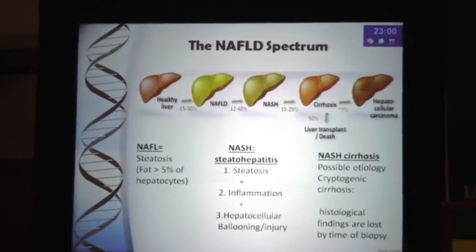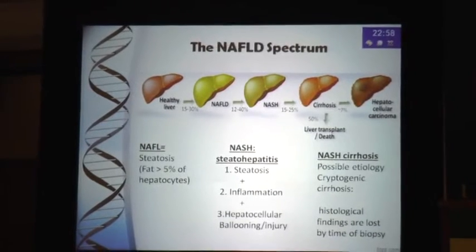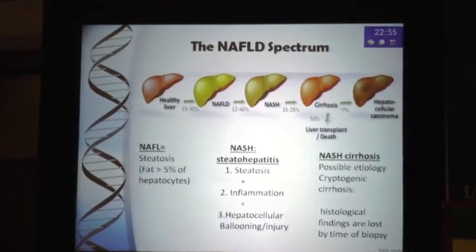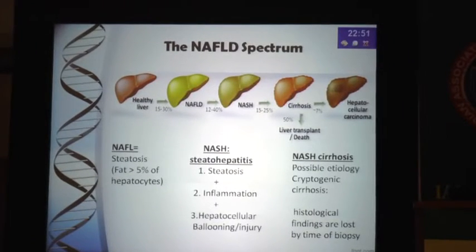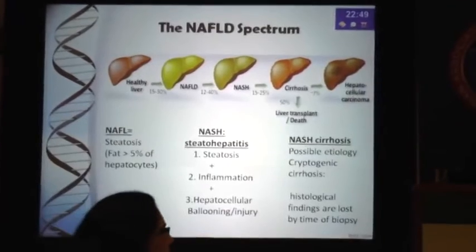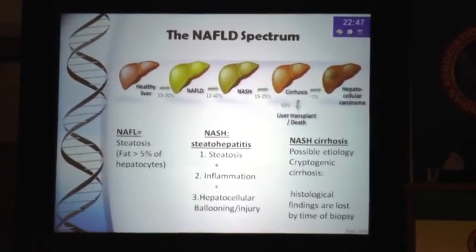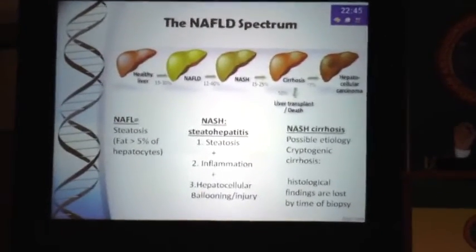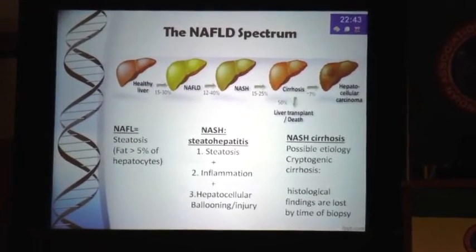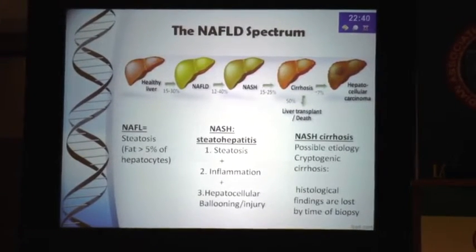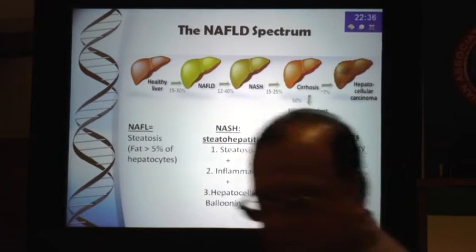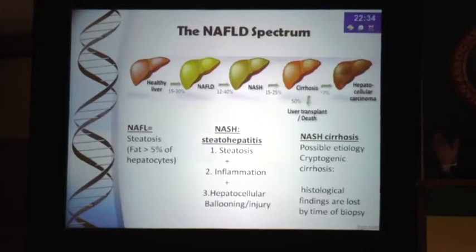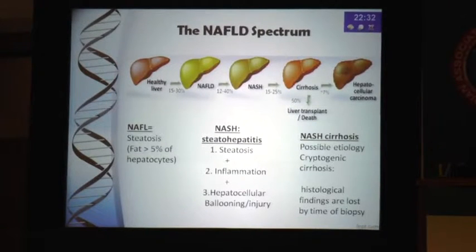NAFLD is not a single disease, but a spectrum, starting from NAFL to NASH to cirrhosis to hepatocellular carcinoma. NAFL is steatosis, where fat is more than 5% of the hepatocytes. Steatohepatitis means steatosis plus inflammation plus hepatocellular injury, hepatocyte necrosis or inflammation. And cryptogenic cirrhosis, which we discussed, has NAFLD as the most important cause, because by the time we make the diagnosis of cryptogenic cirrhosis, the typical histological changes of the fat get lost.